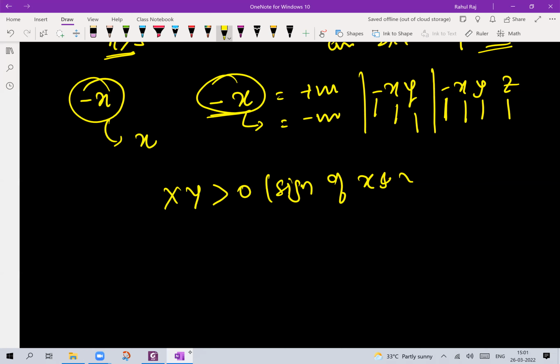In any problem in this chapter, please be extremely frank in asking, don't at all feel bad, please. The sign of x and y are same. When I say xy less than 0, what does this mean? X and y sign are opposite.